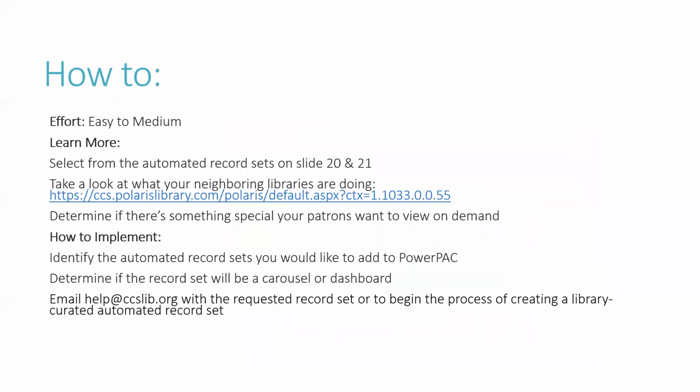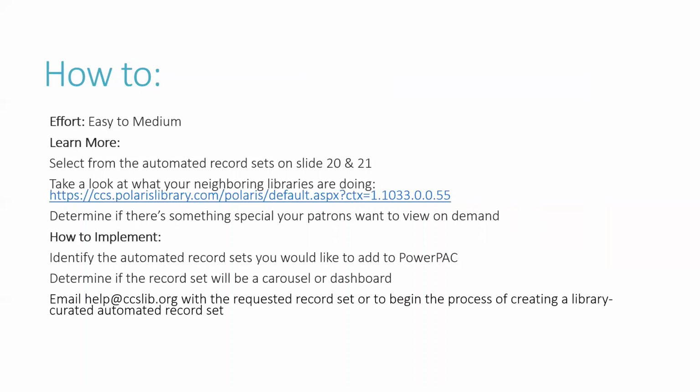Okay, so how to for this. I would say that this is really easy to medium, depending on how you decide to approach it. You can opt to simply request one of the record sets seen on slides 20 and 21. If you do that, it's just sending CCS an email and having those record sets added to your pack. Or if you want to build something custom for your library, that can take a little bit more work and kind of involves a conversation.